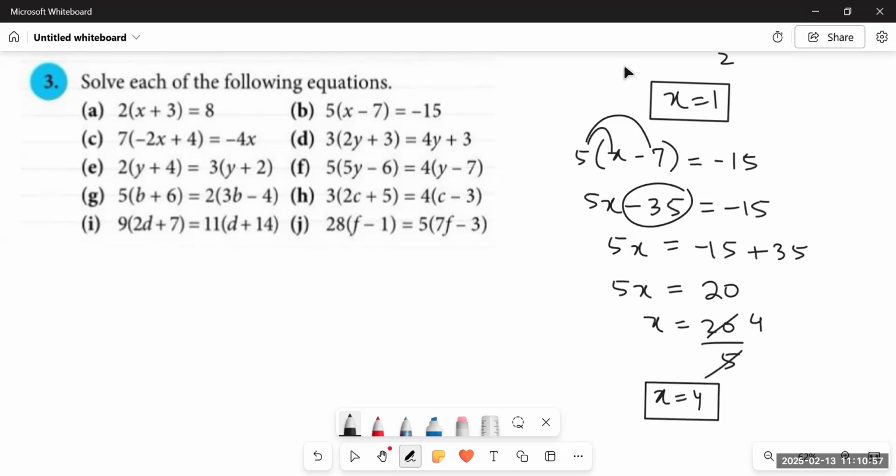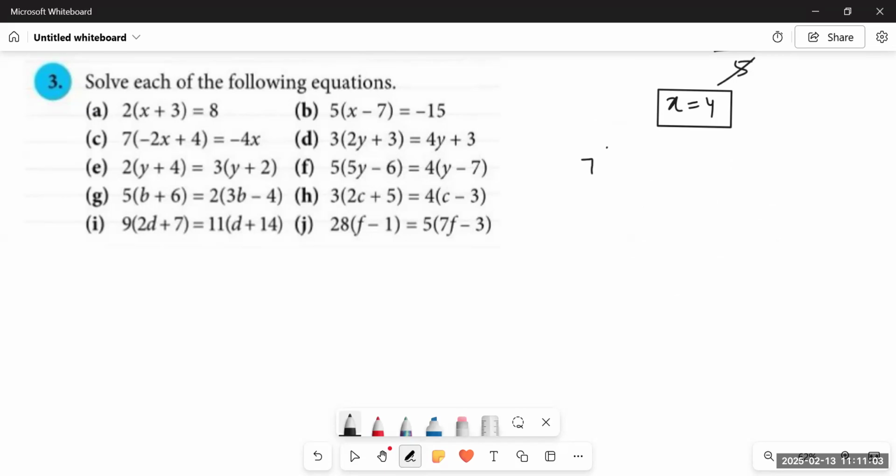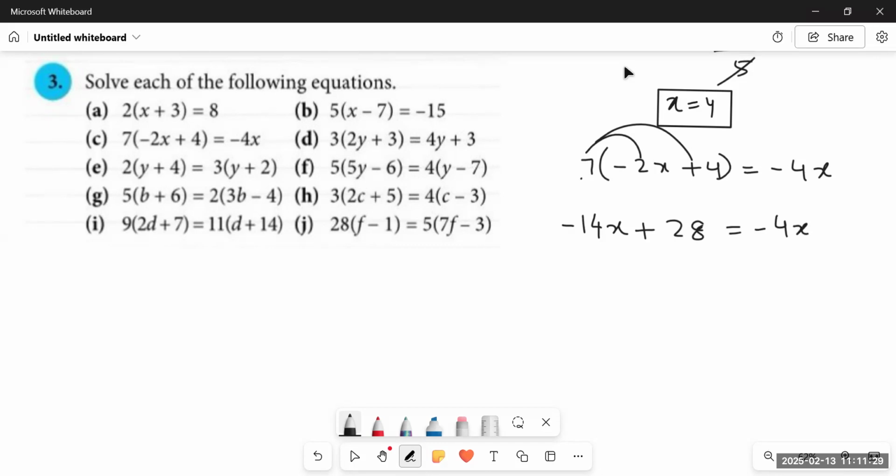You see? Then what happens? 7 bracket minus 2x plus 4 is equal to minus 4x. So we will first multiply 7 with minus 2x, then with 4. So plus minus is minus. Minus 2x is negative, 7 is positive, so the answer would be negative. 7 twos are 14, x would be as it is. Then plus plus is plus, 7 fours are 28, is equal to minus 4x. Minus 4x would remain the same, right? Then minus 14x plus 28 would go on the other side. It would be minus 4x minus 28.